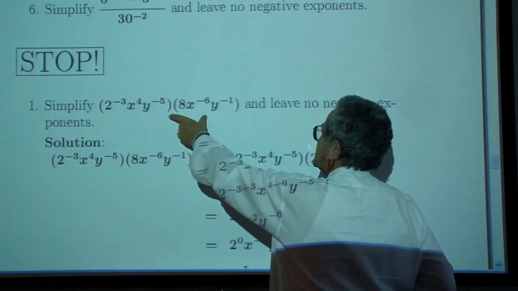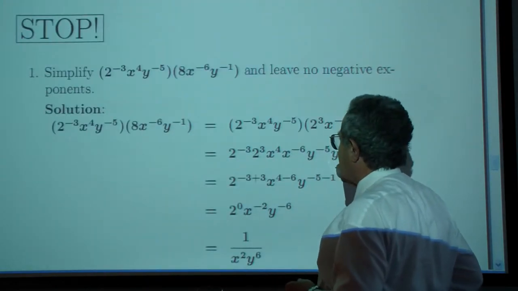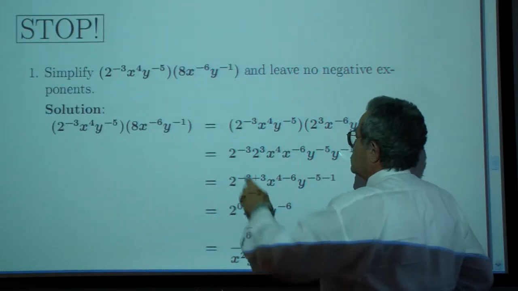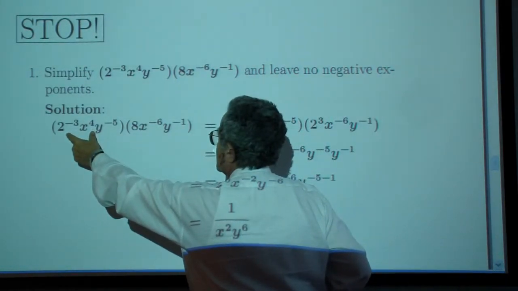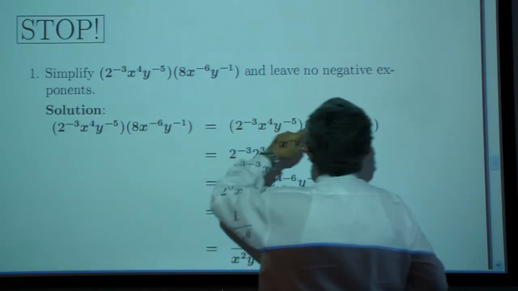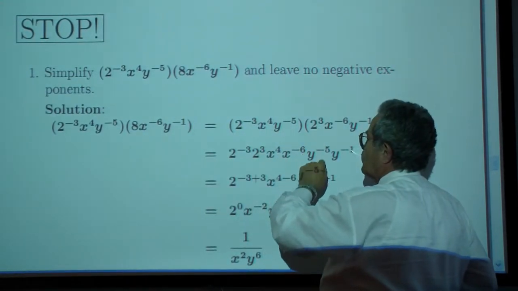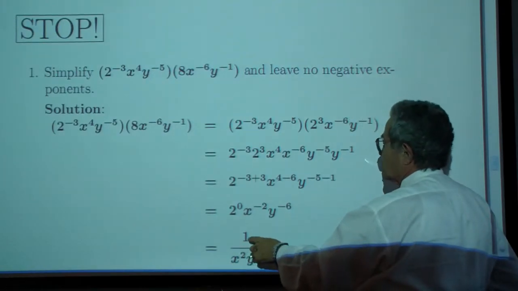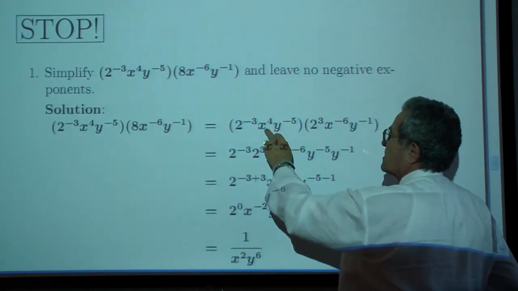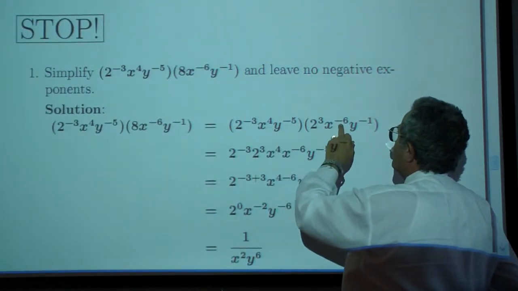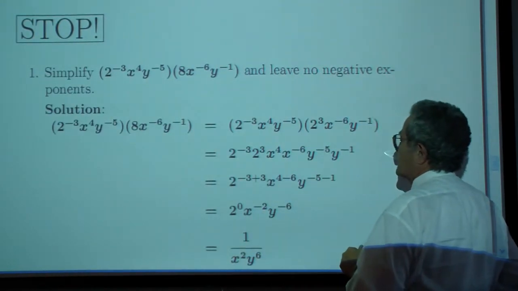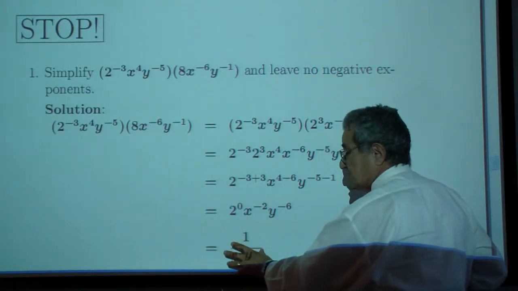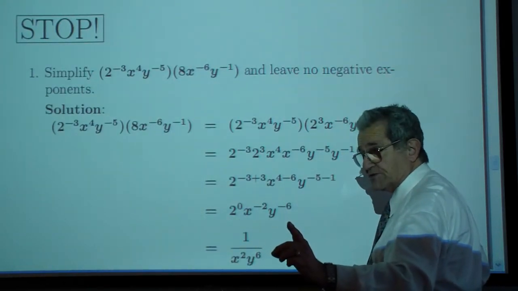In simplifying the first exercise, with negative exponents, I add the exponents. First of all, the 8 is rewritten as 2 to the third power. So that gives me 2 to the 0 for the constants. X to the 4 plus negative 6, x to the negative 2, which is 1 over x squared, as long as everything is multiplied, no plus or minus, remember?